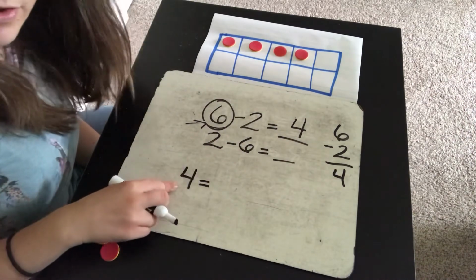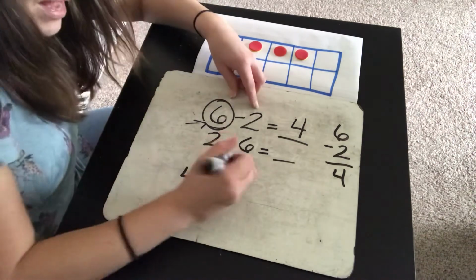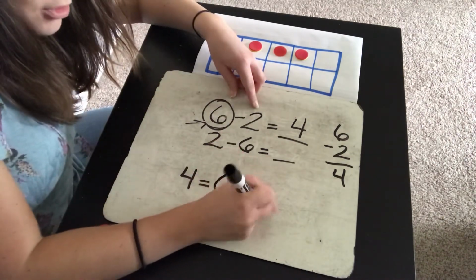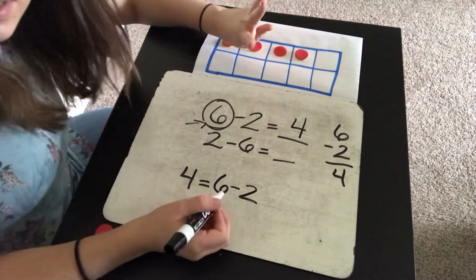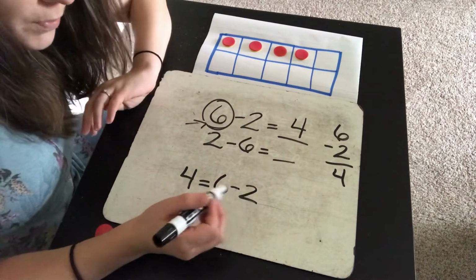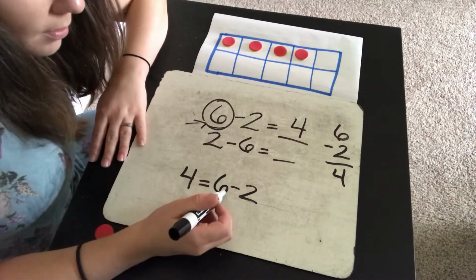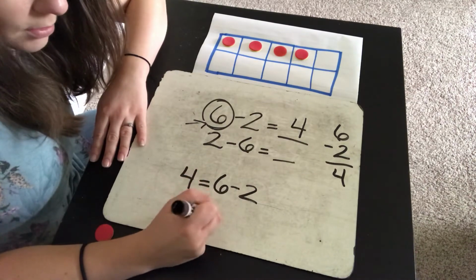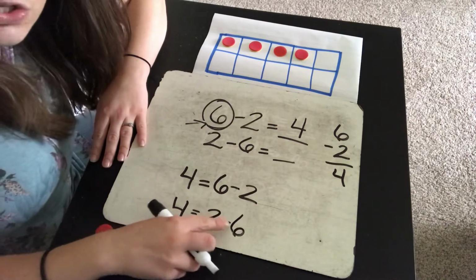When I do that though, 4 equals, I have to make sure that I still say 6 minus 2, because 4 is going to be the same answer as 6 minus 2. 6 minus 2 is also 4. So 4 and 4 is the same. I could not write it like this though, because you can't do 2 minus 6.